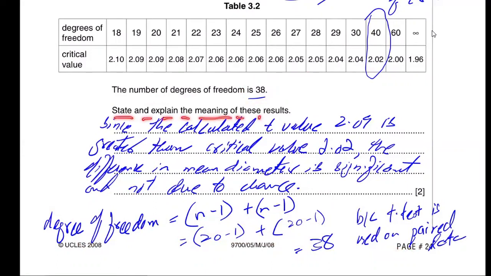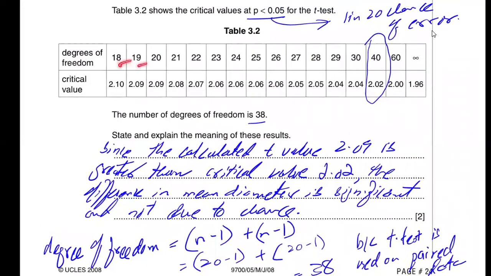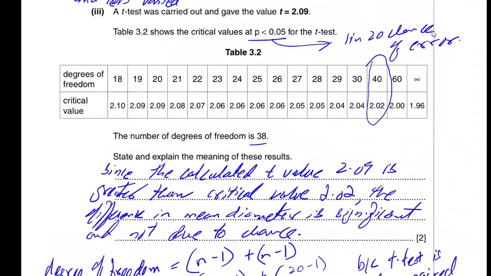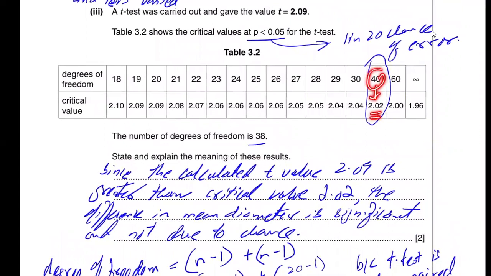State and explain the meaning of these results. So for the degree of freedom 38, we will then look for the critical value of t. Now, if you look at the table, 18, 19, 20, 21, all these are degrees of freedom. We need to come to 38. Now 38 is not provided. You are given 30 and then you are provided 40. So using 38, we will go for 40, which is closer to 38 and not 30. For the degree of freedom 40, the critical value provided is 2.02.